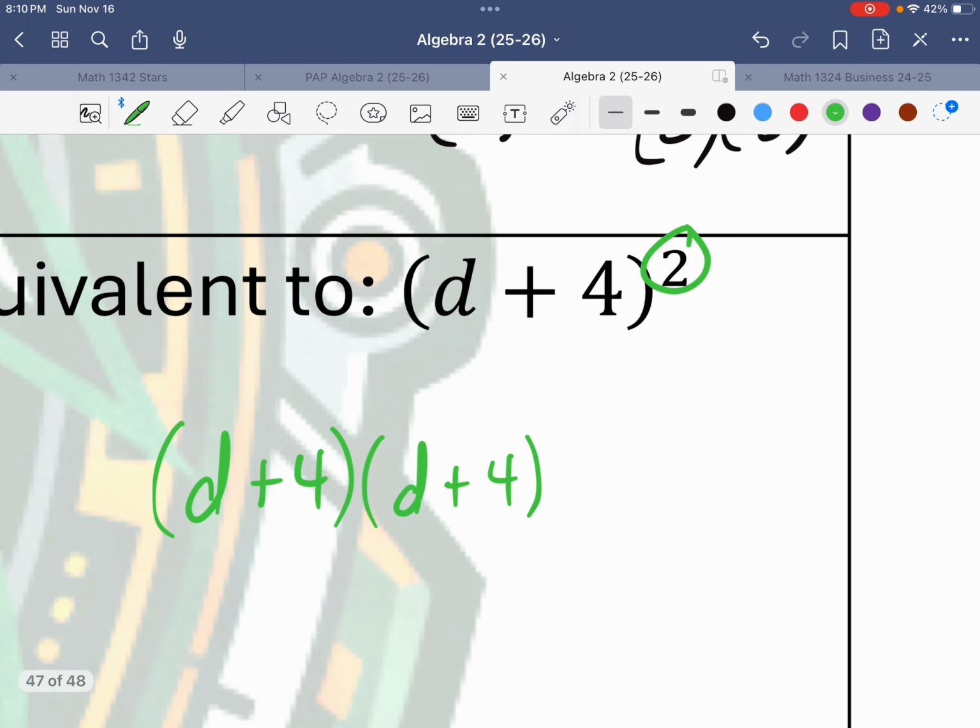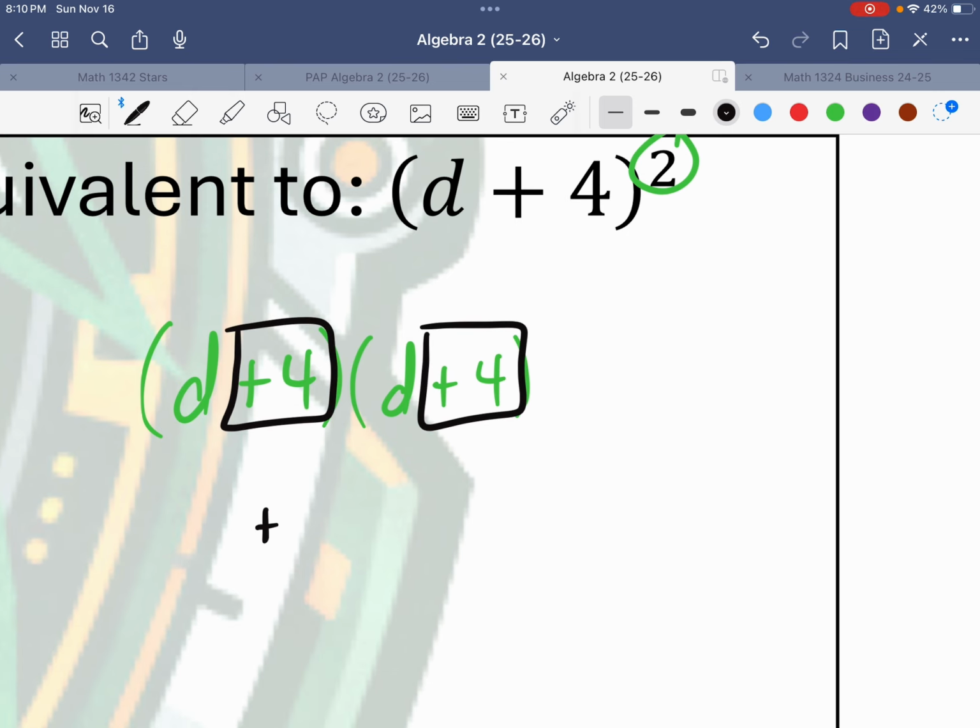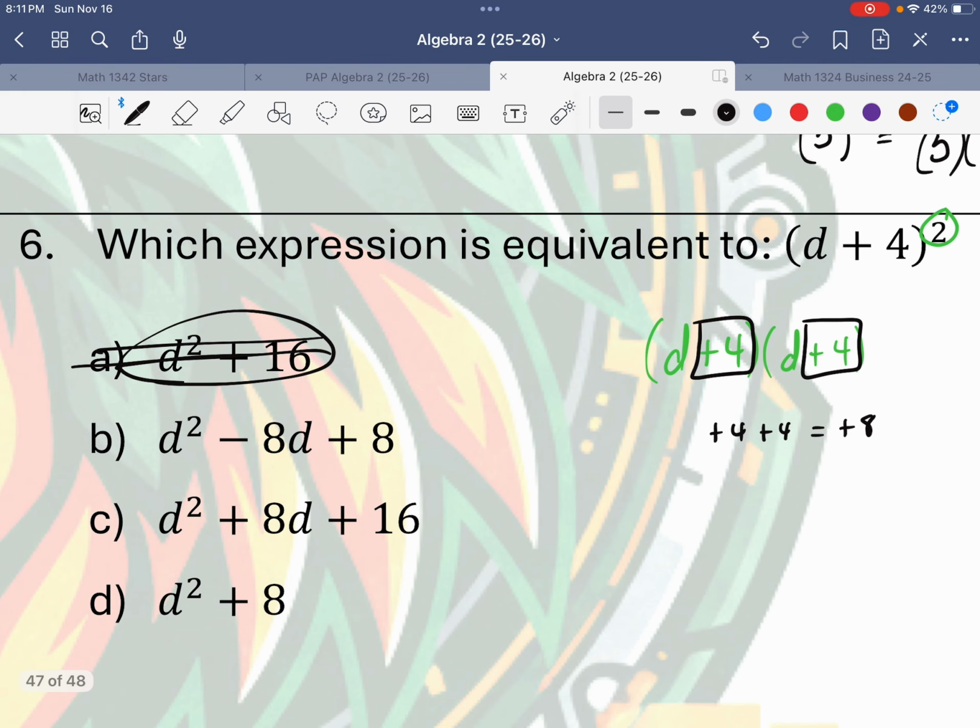And then after this, you're free to do the full method if you like. But I'm going to just keep doing my shortcut method. I got a positive 4 and a positive 4. If you add those together, it gives me a positive 8. So I need a positive 8 in the middle. That's the only one that has a positive 8, so that's my answer.